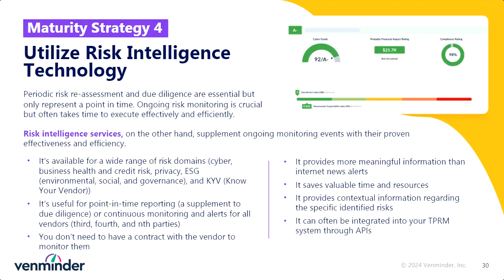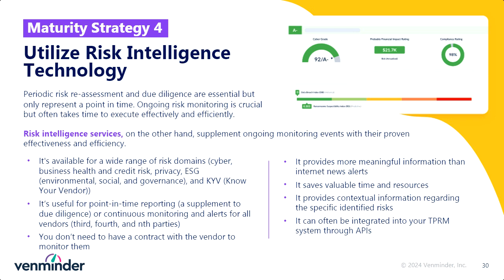Okay, so we are at our fourth maturity strategy for tools and technology, and if you are not already doing this, utilize professional risk intelligence. This is such a game changer, and I can tell you it can be used for point-in-time reports as part of your initial due diligence. It can be used for monitoring your third parties, and it can also be used to monitor those fourth and nth parties you might be a little concerned about. The important thing to remember here is you do not need a contract with the vendor you're monitoring.